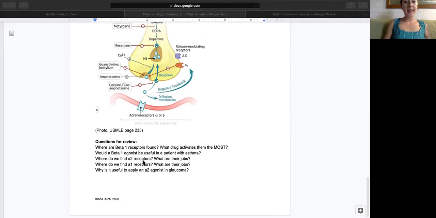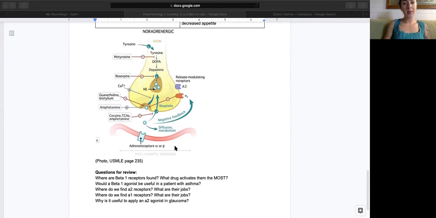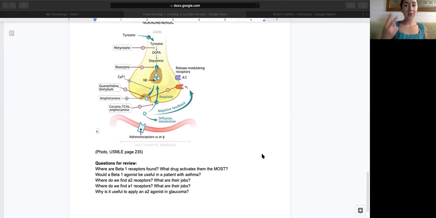Where do we find alpha-2 receptors? What are their jobs? Luckily, we don't have to stray too far to find the answer. Alpha-2 receptors are on the presynaptic neuron. Their jobs are to regulate the amount of norepinephrine in the synaptic cleft and provide negative feedback to the presynaptic neuron so there's not too much norepinephrine coming out. So alpha-2, presynaptic, and negative feedback.